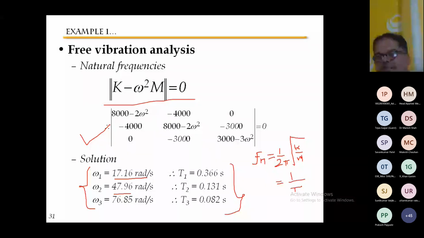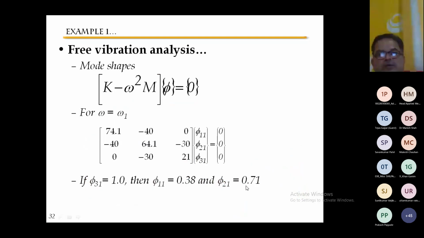So the natural frequency you can define as the number of cycles of vibration per unit time. And what is the natural period? The natural period is the time required to complete one cycle of vibration, right? So they are inverse of each other. So if your building has a lower frequency, then it has a higher natural period. So omega 1 is 17.16, which is lower than 47. So the natural period will definitely be higher, 0.36. T2 is 0.31. So these are the natural periods of the system, right?